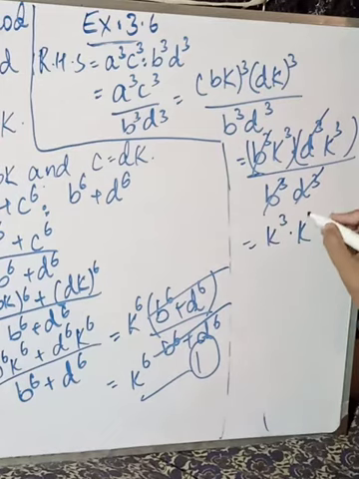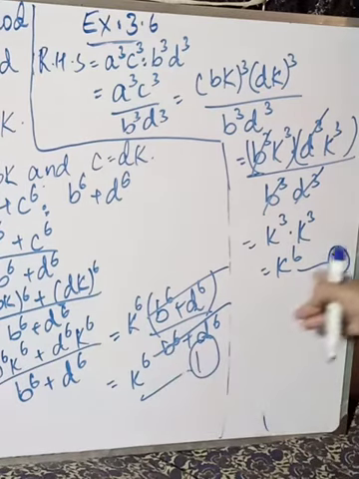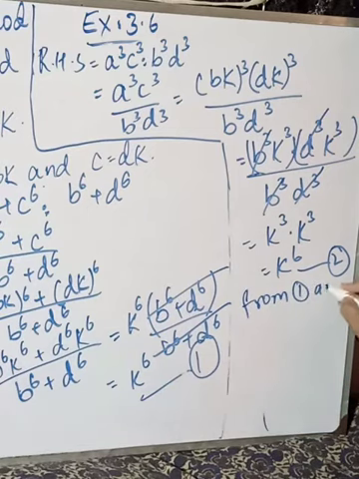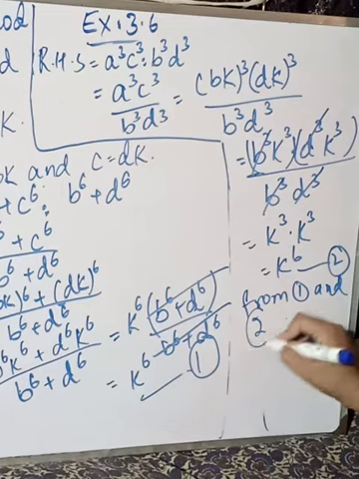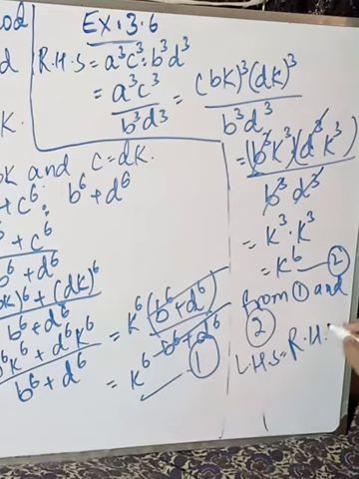k cube and k cube will make k raised to the power 6. Say the equation number 2. So 1 का आंसर भी k raised to the power 6 है, सेकेंड का आंसर भी k raised to the power 6 है. तो आपके पास क्या आ जाएगा, from 1 and 2 the left hand side is equal to right hand side.